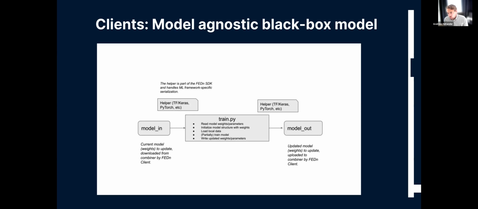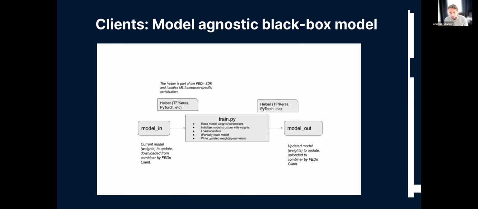The clients then are, of course, very important. And as I mentioned, we wanted to have a model agnostic framework. And the way we do this is by opting for a black box model on the clients. And this, of course, has advantages and disadvantages. But what we have chosen to do is we assume that there exists a program on the client which can read a file with a model update and update the model and then emit the file with updated weights or model updates.